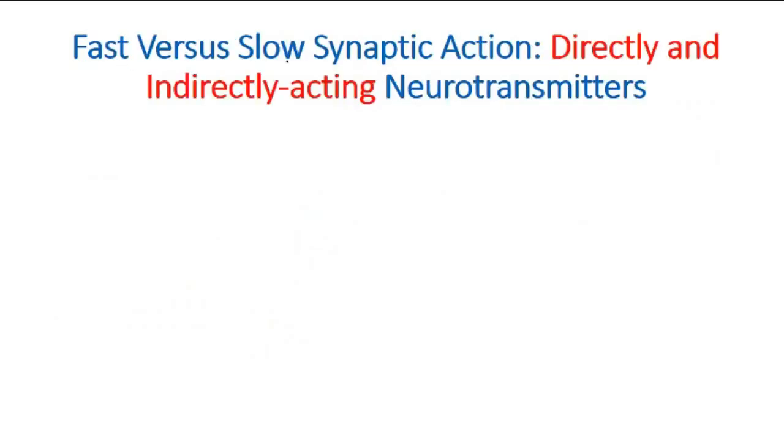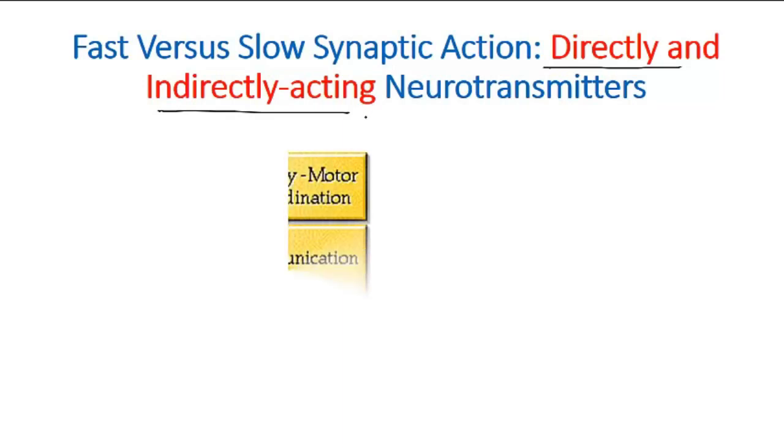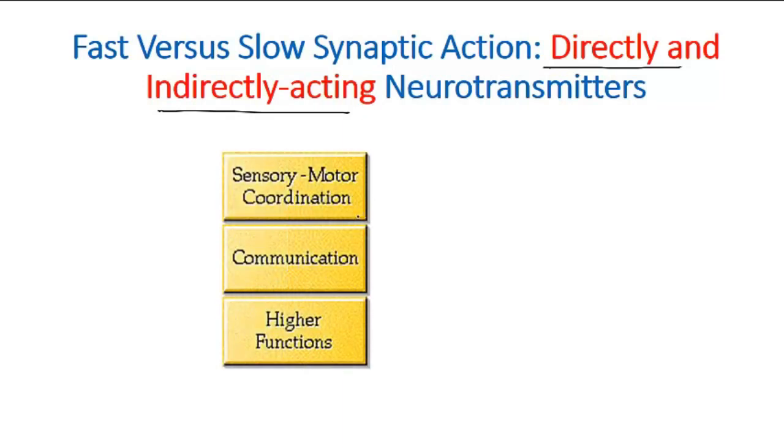If we look at fast versus slow synaptic action, there is a difference between direct and indirect activation by the neurotransmitters. The rapid signaling of the directly acting neurotransmitters is important for sensory motor coordination, communication and many other higher functions. For example, rapid synaptic signaling is essential for coordinating sensory input along with motor output, especially during athletic performances.